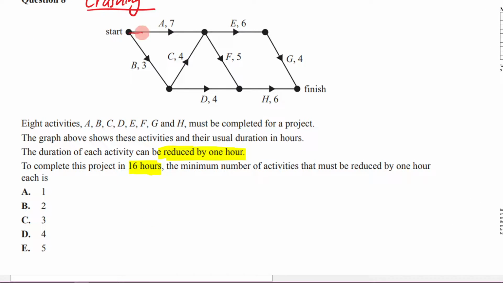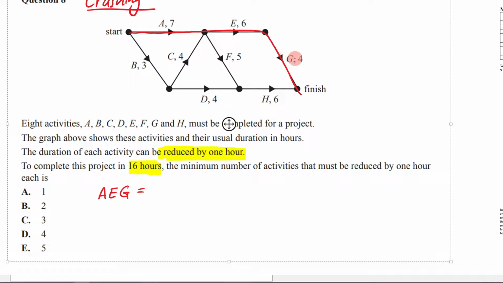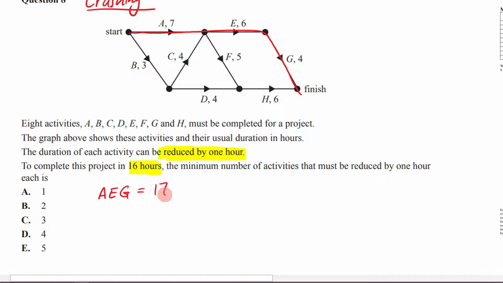Well, I could go this way, A, E, G. So I'll write that down, A, E, G. Now, if I was to go A, E, G, I'm going to get 6 plus 4, it's going to be 17. So I'm just adding them all up. I went 4, 6 is 10, plus 7 is 17. And then what else could I do? I could go this way as well. So this would be A, F, H. And if I went A, F, H, it would be 7 plus 5 is 12, plus 6 is 18.